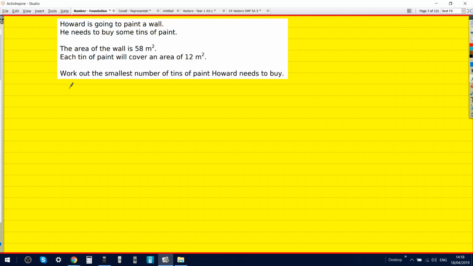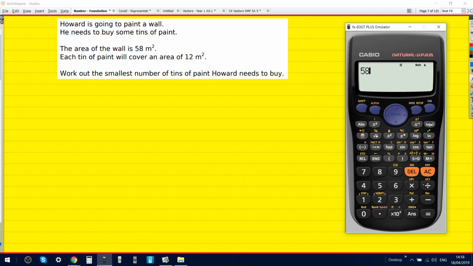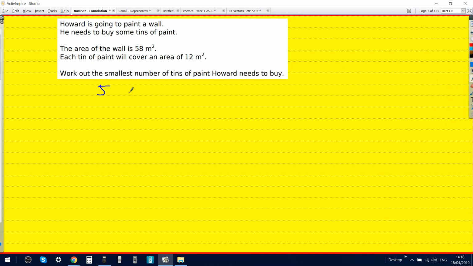But the point here is the answer isn't that. If you did 58 divided by 12 and you got 4.83 recurring, you can't buy 4.83 tins of paint. You have to buy 5, and so the answer is 5. That comes up quite often in bigger questions like 3 mark, 4 mark, where at the end you just have to say, okay, you can't buy 2.5 packets or something, you have to buy 3.